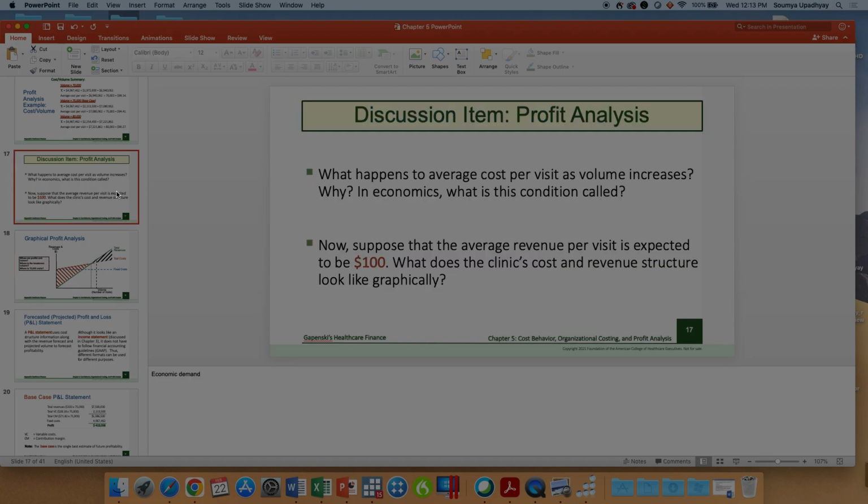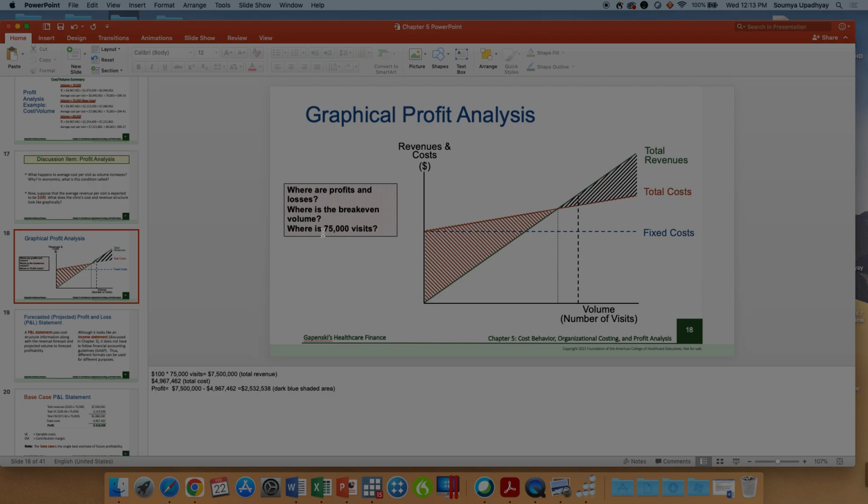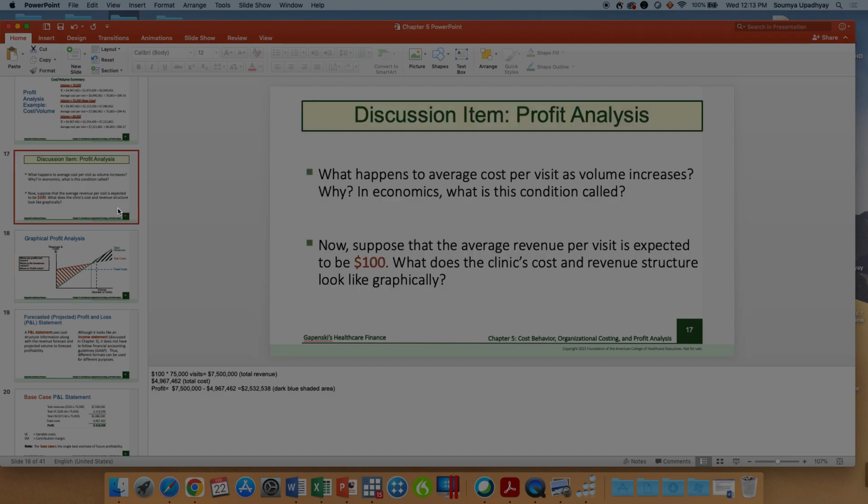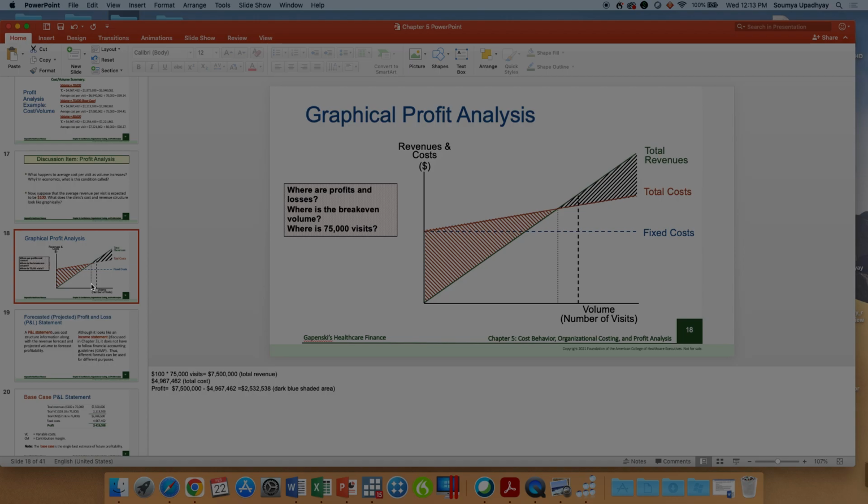We just spoke on the previous slide that the average revenue per visit is expected to be $100, and we are looking at 75,000 visits. We expect that we will get $100 revenue for every visit. So how much are we going to make in total revenues? We will multiply $100 with 75,000 visits. That gives us $7,500,000 in total revenue.